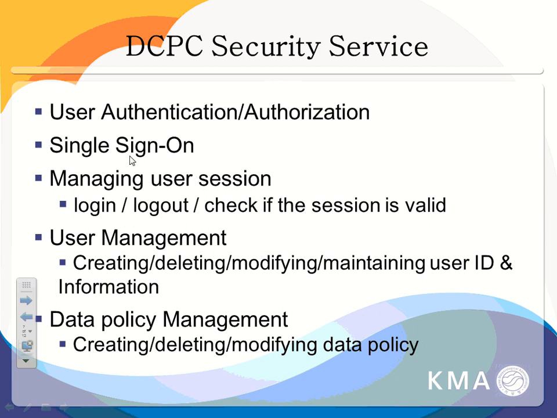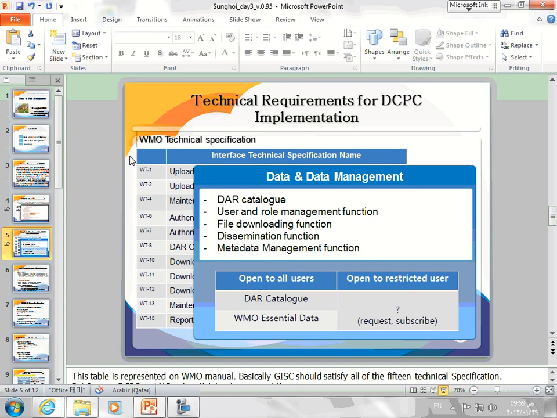Also, single sign-on is one of the important things. What is single sign-on? In the case of GISC, if I access the GISC web portal and find the data, but the data is in a DCPC, if I click the data, it automatically switches to the DCPC. So in that case, I don't need to log in again in the DCPC web portal. I'll show you an example.